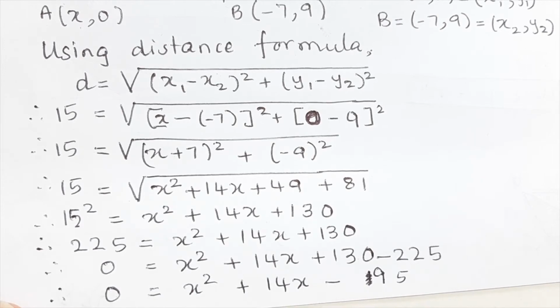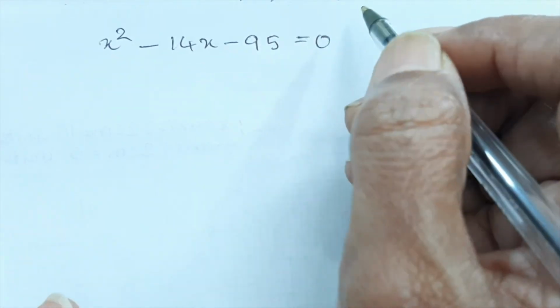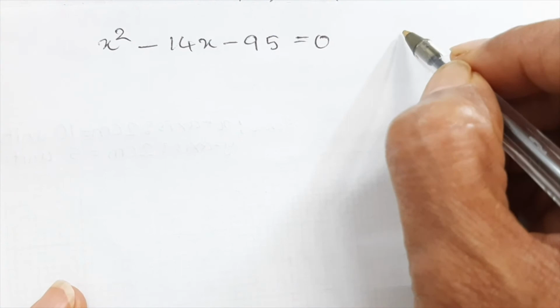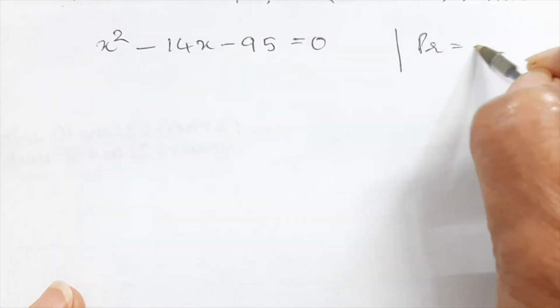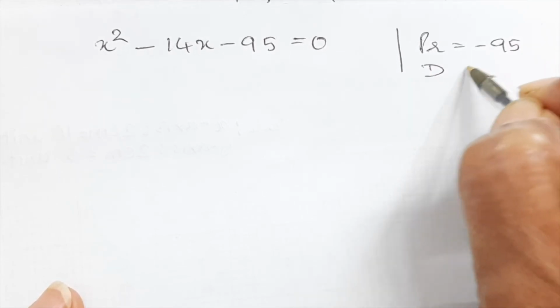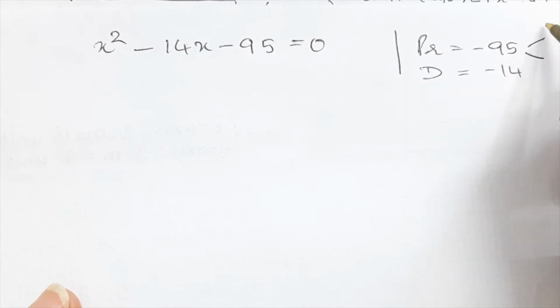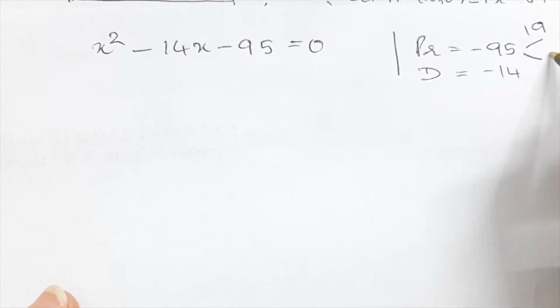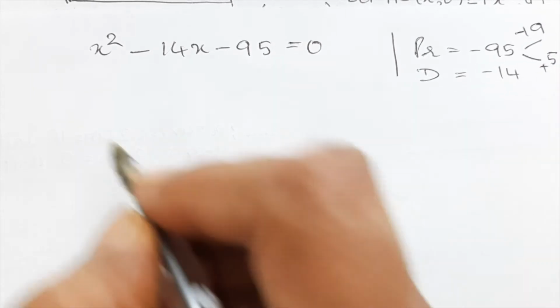Okay. Now we have to factorize this. So we have x squared plus 14x minus 95, and that's equal to 0. So we will now write our product is going to be 1 into minus 95, that is minus 95, and we will have difference equal to minus 14. The factors of 95 will be 19 times 5 is 95, so minus 19 and plus 5, okay?